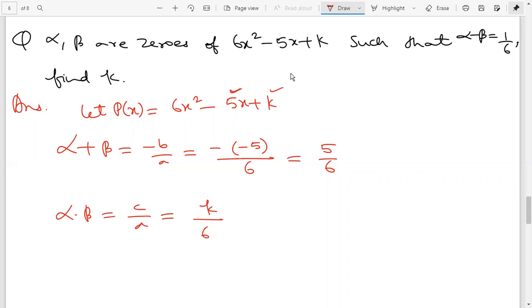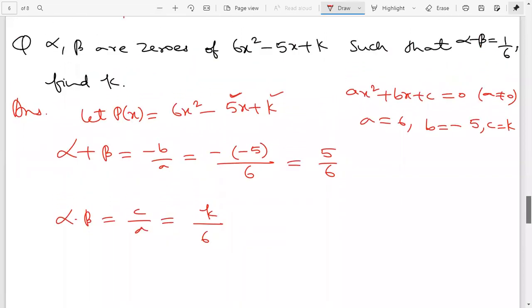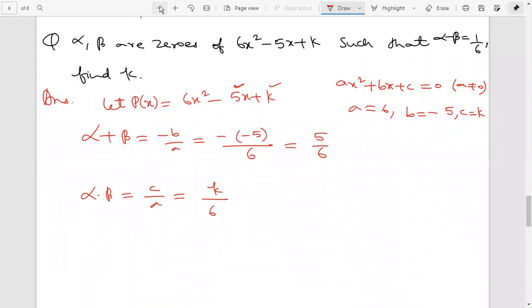Because we know the standard quadratic equation is ax square plus bx plus c equal to 0, where a is not equal to 0. If we compare, we get a value 6, b value minus 5, and c value k. Correct. Now alpha plus beta we got, alpha into beta we got. Now we have the alpha minus beta value. Alpha minus beta is 1 by 6, given.